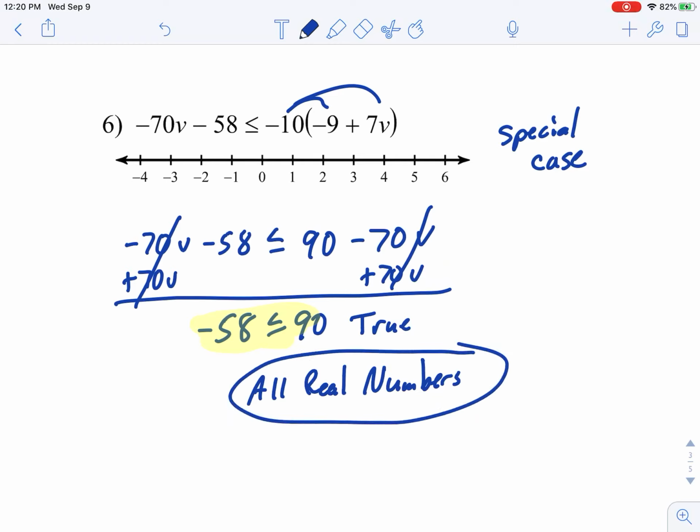What does the graph of all real numbers look like? You basically shade the whole graph. You don't need to put a dot or a circle anywhere, just shade the whole thing.